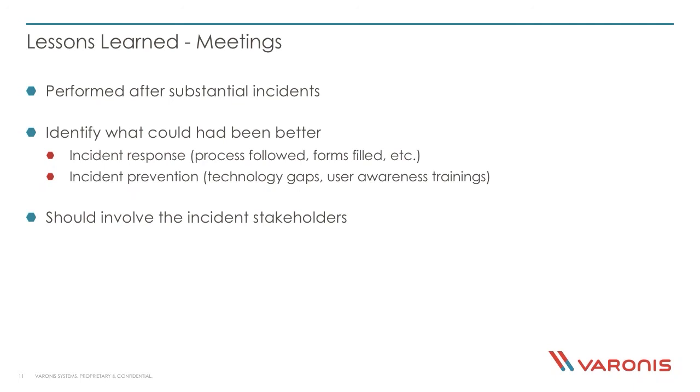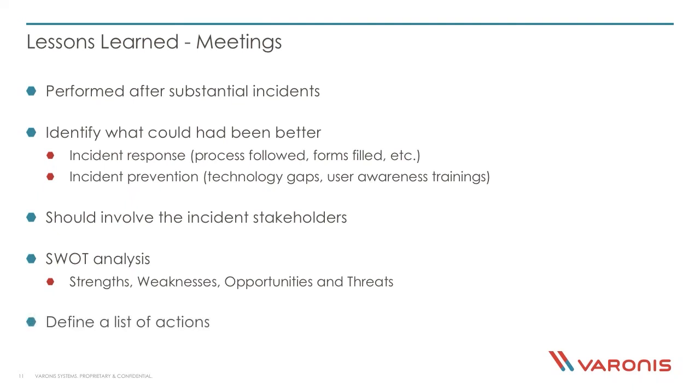One very common way of doing lessons learned is using the SWOT analysis, which stands for strengths, weaknesses, opportunities, and threats. I will explain the SWOT analysis in the next slide, but what you have to remember is that we do this so we can define a list of actions that will reduce the likelihood of this incident happening again.